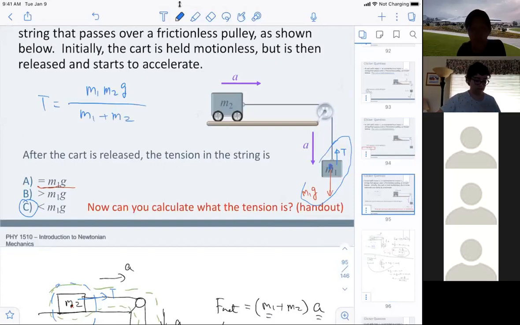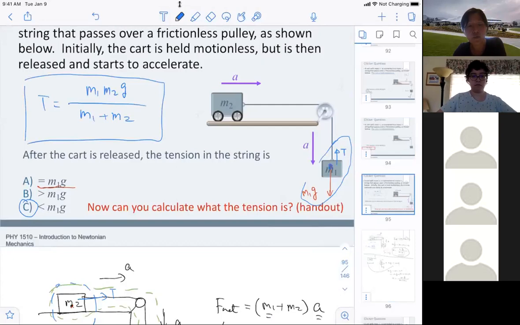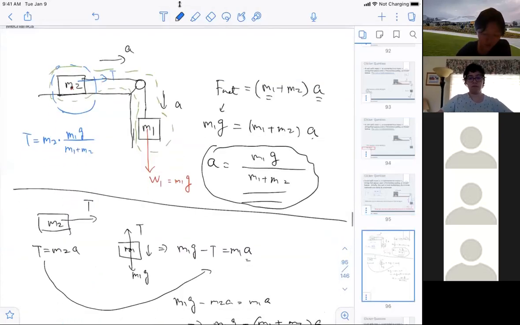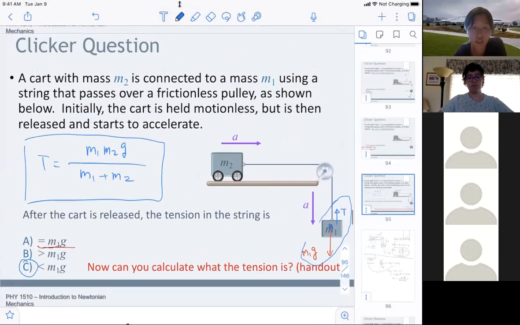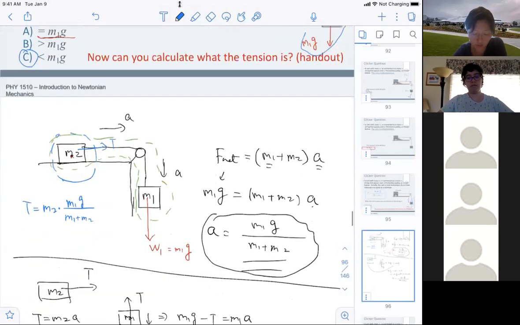So this is the tension if you were to release the system, let the cart go, and there's no friction on the surface. We have solved it. We just need to do that for where there is friction, and then you can compare. Any questions so far about how I solved for the tension and the acceleration for the no friction scenario? Any questions?